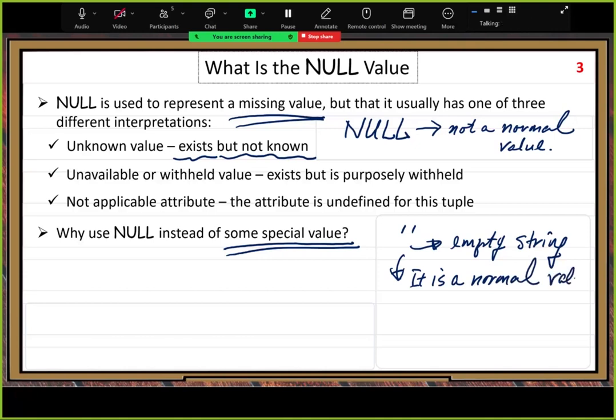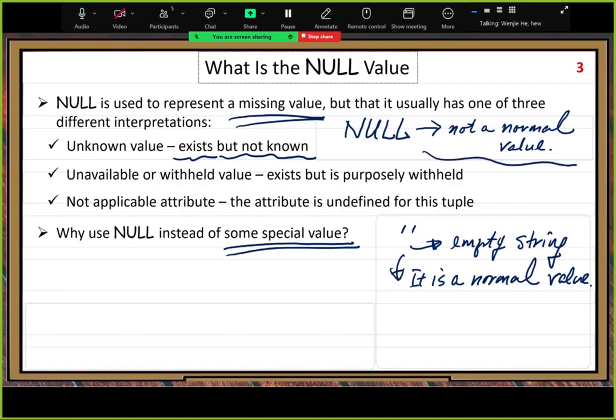Normal value. The normal value means the DBMS does not treat it differently from other normal values. Normal, because it's normal. So no warning, no signal to make you aware of it. Because it's normal, nothing to worry about, right? But a null value is not a normal value.